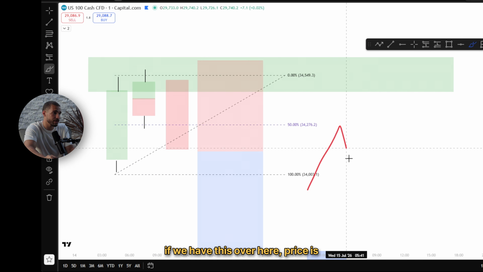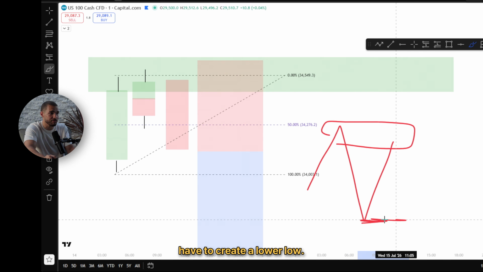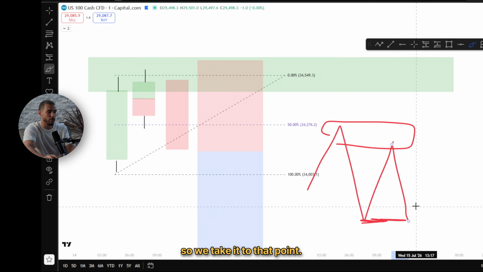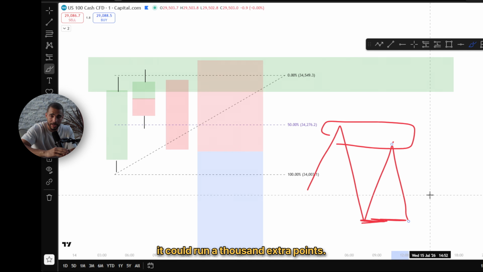If we have this over here, price is really moving bearish and we're getting in at this level over here, all we know is that we have to create a lower low. So we take it to that point. Anything else from that moment doesn't matter. It really doesn't. It could run 1,000 extra points. I really do not care, because in the long run, that will not make me profitable.